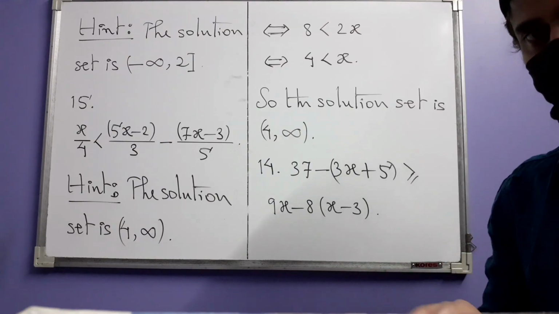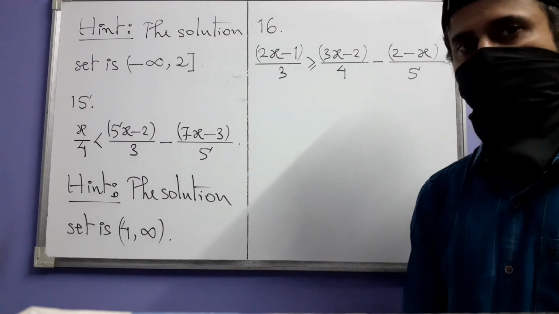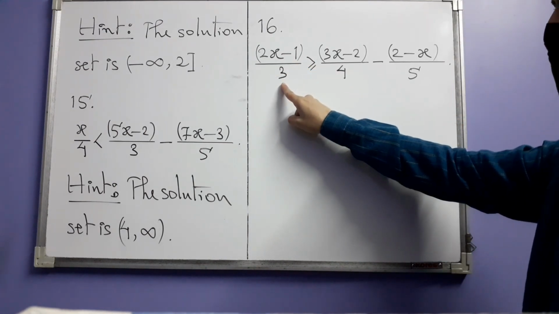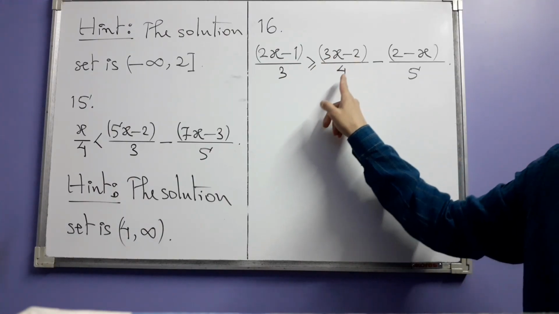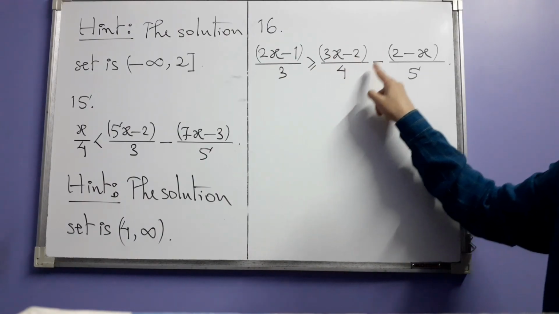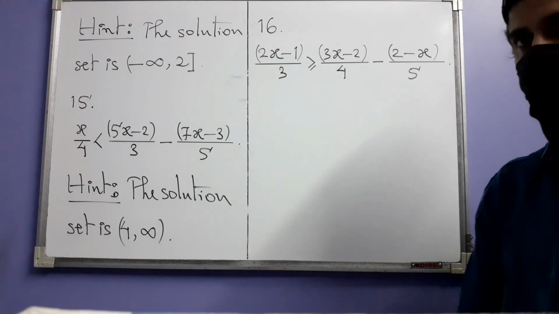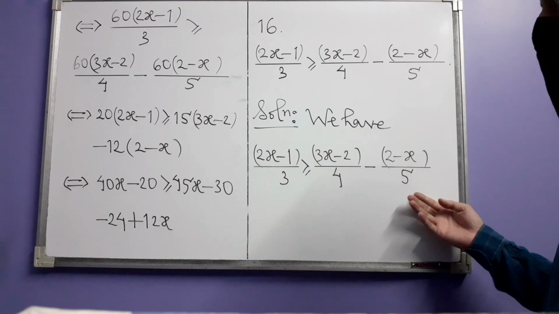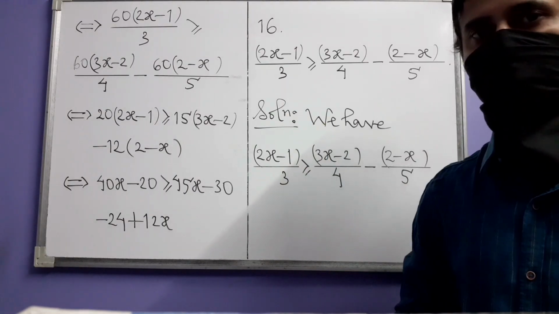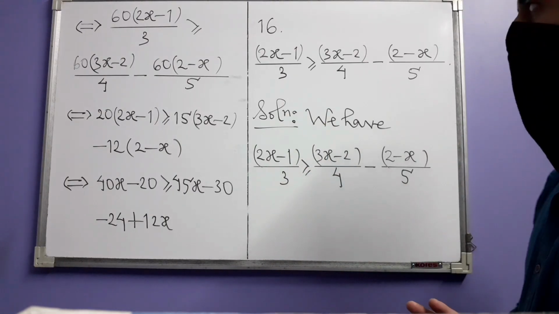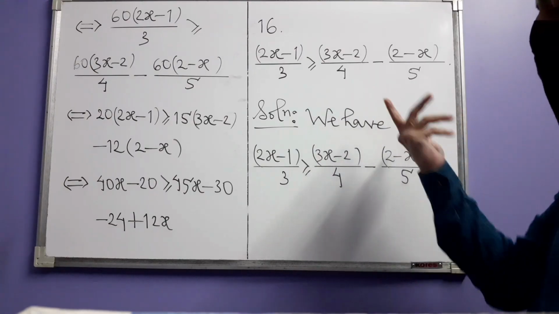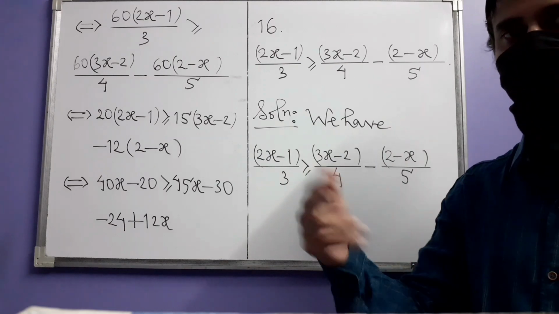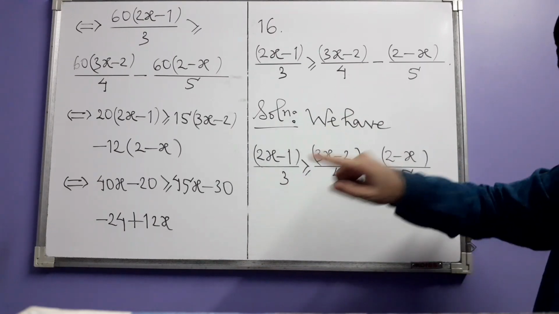Last one means last one for today, and that is number 16, where this is the inequality: (2x minus 1) divided by 3 is greater than or equal to (3x minus 2) divided by 4 minus (2 minus x) divided by 5. Okay, so we write the inequality term and then we decide what we have to multiply this by. If you want, you can actually take LCM and do the usual stuff, but let me just continue that multiplying thing. We have to multiply both sides.